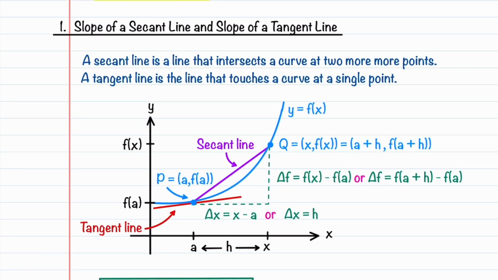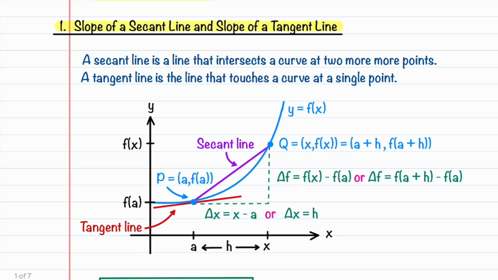We're going to start by looking at the slope of a secant line and the slope of a tangent line. A secant line is just a line that intersects a curve at two or more points. Down on our graph, we have a secant line drawn here in purple, and it intersects our curve at points P and Q. A tangent line is just a line that touches a curve at a single point. Down here in red, we have a tangent line, and it touches the curve at point P.